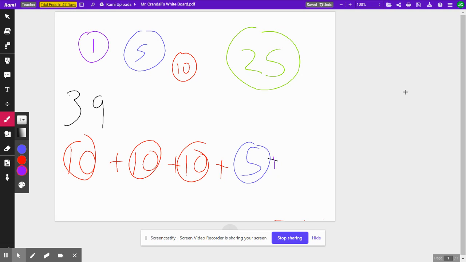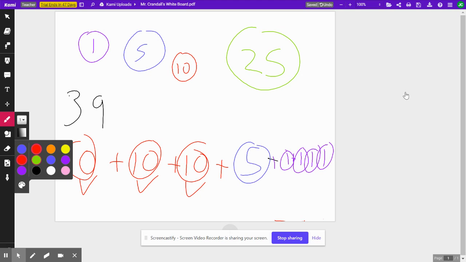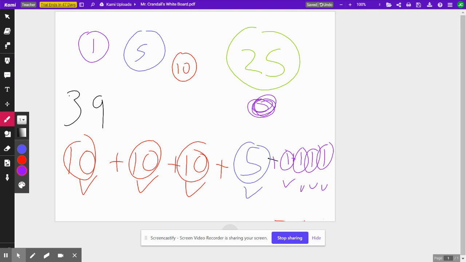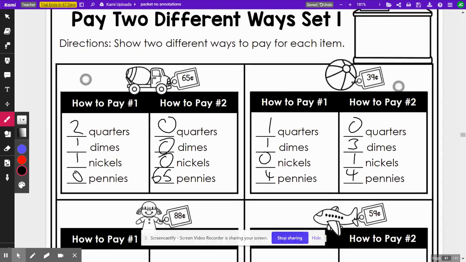So 35, 36, 37, 38, 39. 1, 2, 3, 4. So let's see how many dimes that is. 1, 2, 3 dimes. How many nickels? One nickel and 4 pennies. So 3 dimes, 1 nickel, 4 pennies, and 0 quarters. All right, friends, if you need more help on that, please have your parents contact me.